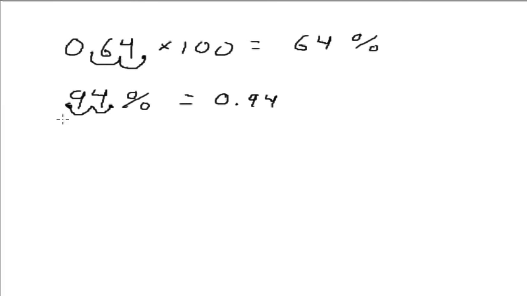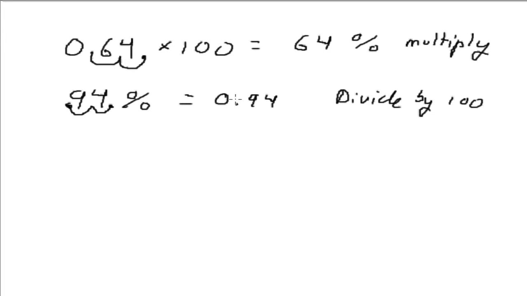If you don't like the decimal thing, this little trick, just put it into your calculator. To convert from a decimal to percent, multiply. To convert from a percent to a decimal, divide by 100. If you can remember these simple tricks, you can also convert from a fraction to a percent.